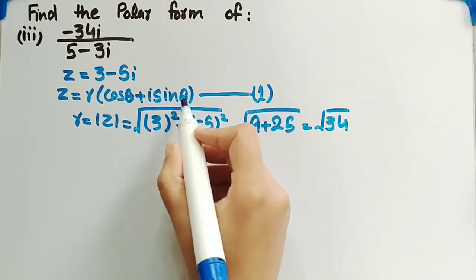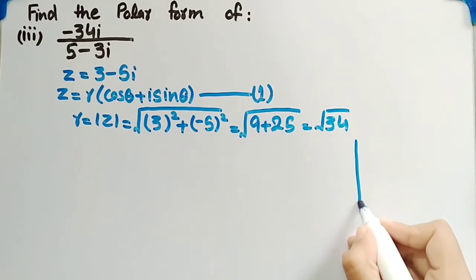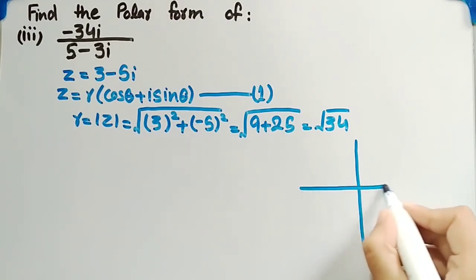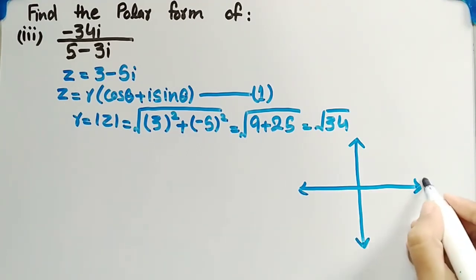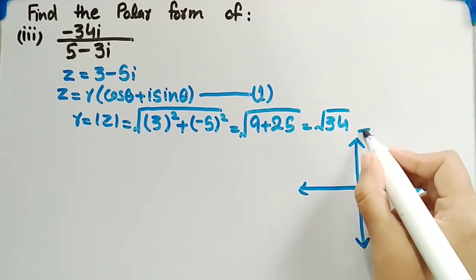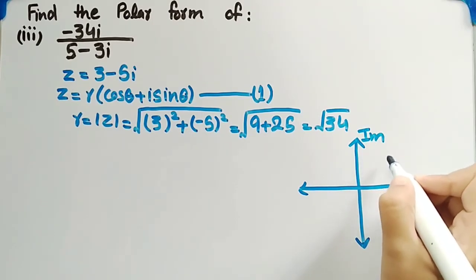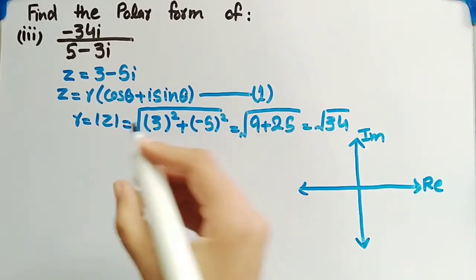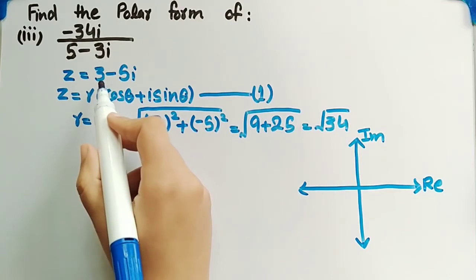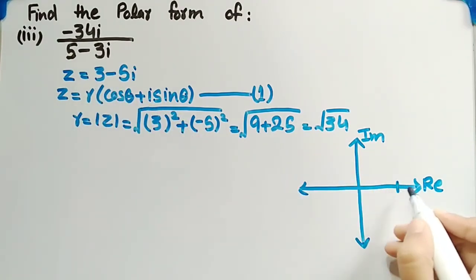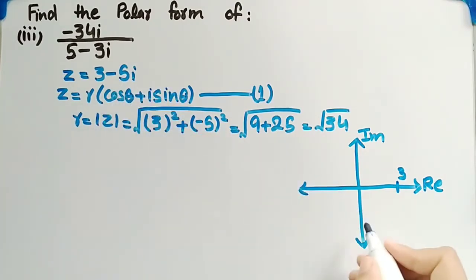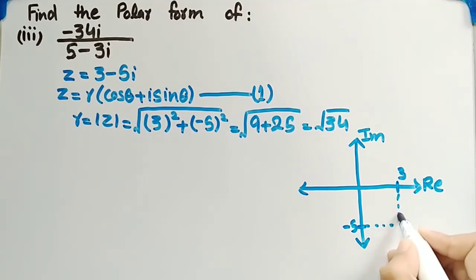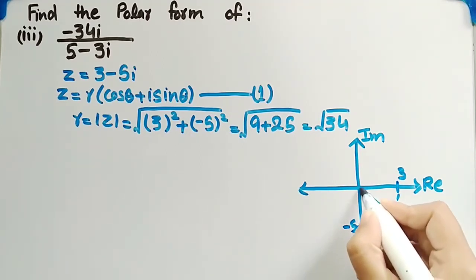Now we have to find the value of theta, which is the principal argument of the complex number. To find the value of theta, firstly we have to check that the complex number z is in which quadrant. Let this be the complex plane and this be the real axis and this be the imaginary axis of the complex plane. The real part of the complex number is 3, so it is on the positive real axis, and its imaginary part is minus 5, so it is on the negative imaginary axis. So the complex number is in fourth quadrant.